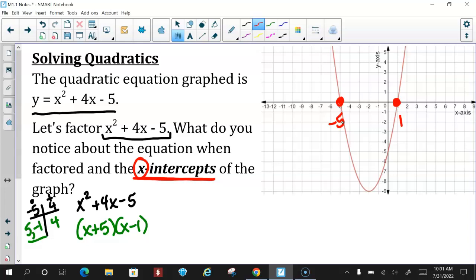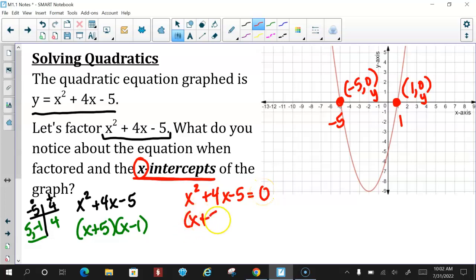Now, to be more specific, guys, right, that's coordinates. So that's not just a negative 5 and 1. This is the coordinates 1, 0. This is the coordinates negative 5, 0. Notice, what do they both have in common? The y coordinate is 0. So that's why here, when we are solving, you have x squared plus 4x minus 5 is equal to y. That y is actually equal to what? 0. So that's why when solving, we have the x plus 5 and x minus 1 is equal to 0.